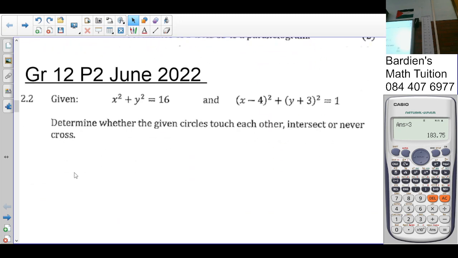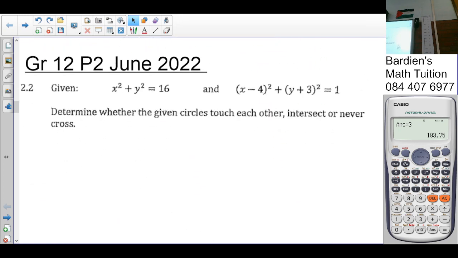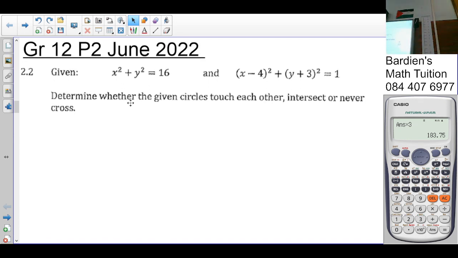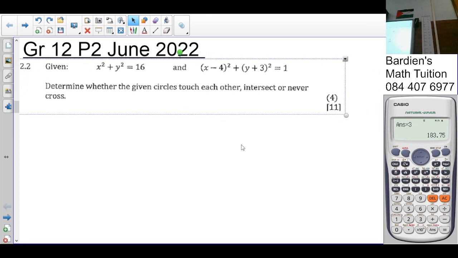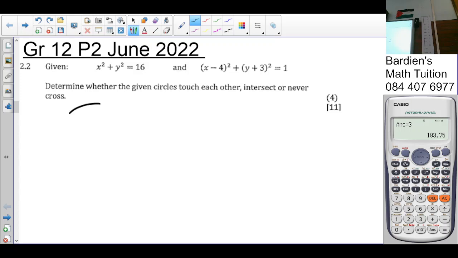Then in question 2.2, we are told that given x squared plus y squared equals 16, and (x minus 4) squared plus (y plus 3) squared equals 1, determine whether these circles touch each other, intersect, or never cross. So at this point you need to note that you have two circles, with centers A and B.